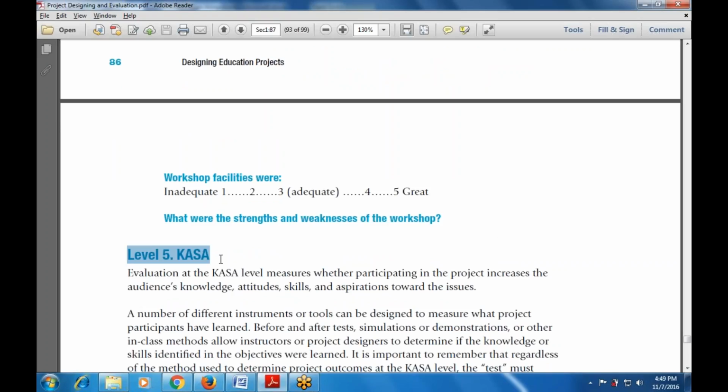So level number 5 is the KASA. Evaluation at the KASA level measures whether participating in the project increases the audience's knowledge, attitude, skills, and aspiration towards the issue. So this is also about knowledge, that is level number 5.